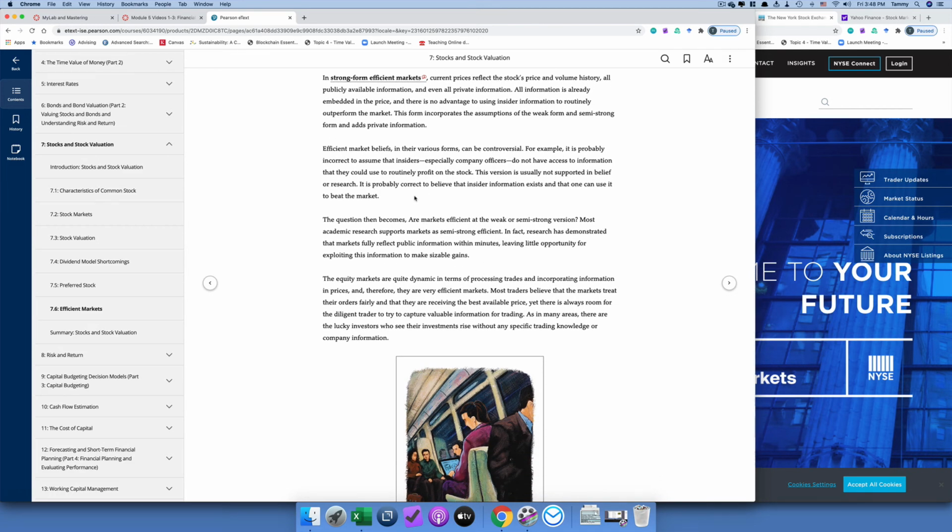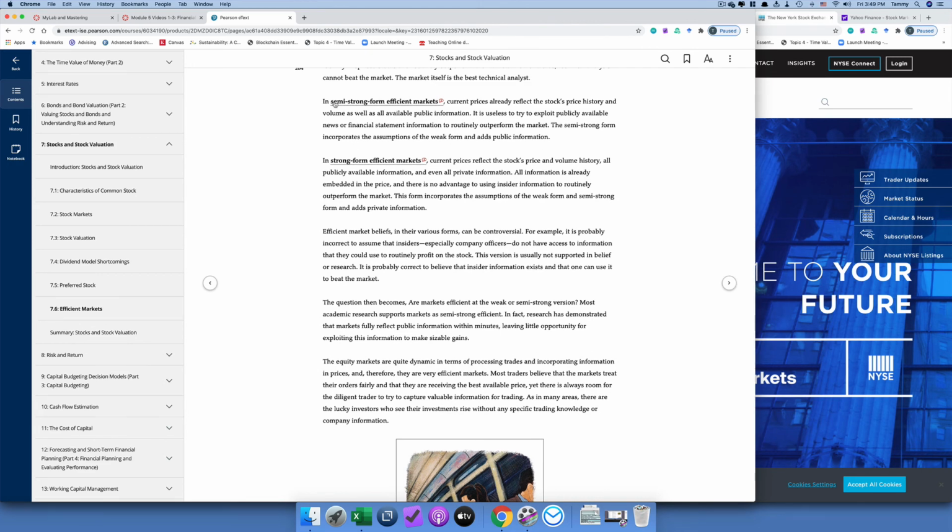So the strong form efficient markets hypothesis, this idea that markets have access to not only publicly available information but also privately available information, is not realistic, right? There are insiders and people that know things that are not publicly available, and so the strong form efficient market hypothesis is rejected. Academic research has pretty well supported the semi-strong form more so than the weak form or the strong form.